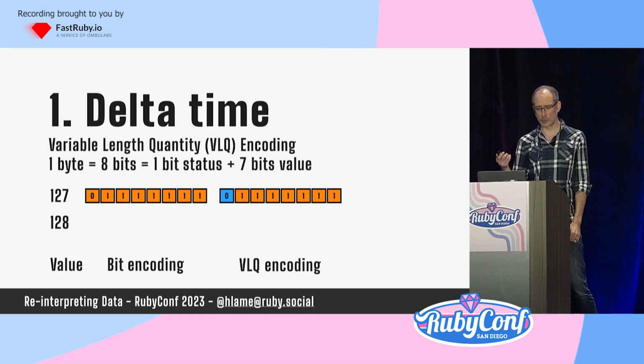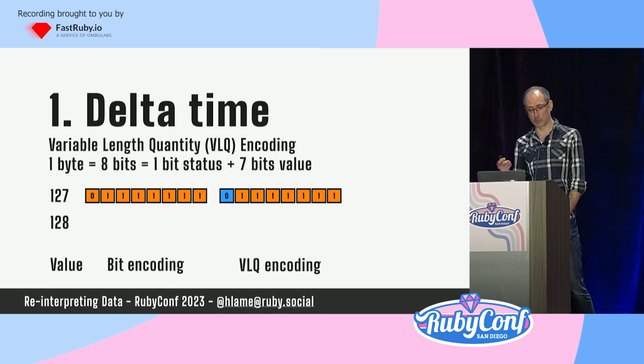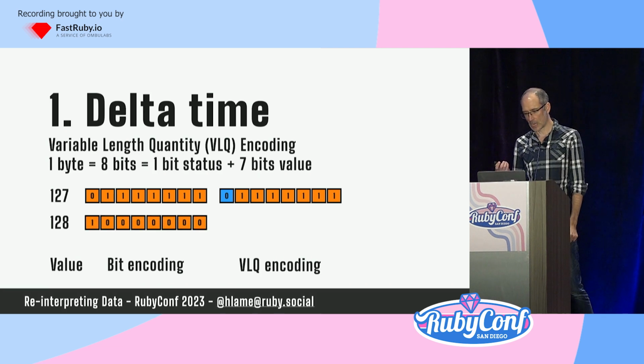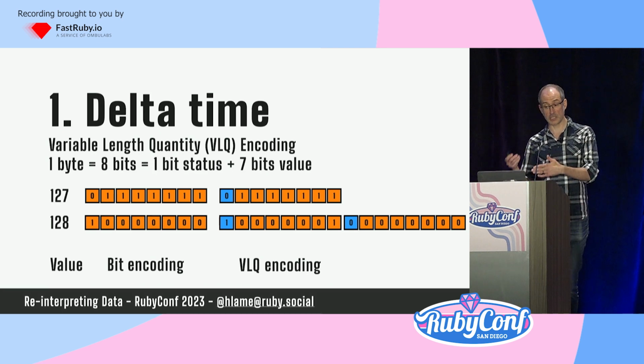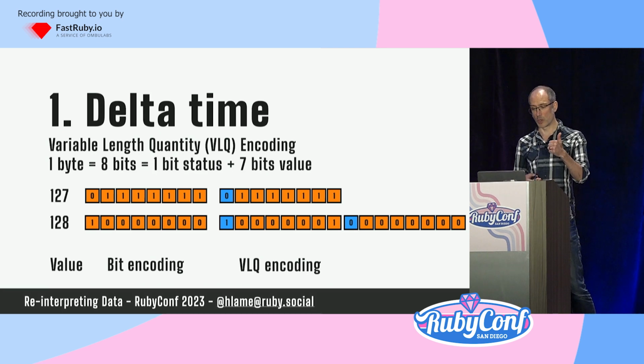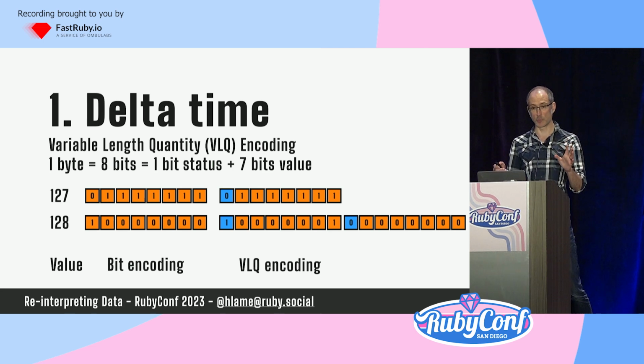A value like 128 is encoded in bits as a 1 followed by 7 zeros. To encode in VLQ, we need 2 bytes. The first byte is a 1 followed by 6 zeros, then a 1. That first 1 means read another byte. That other byte is 8 zeros, the first 0 of which is the status bit saying this value is complete and you don't need to read more data.